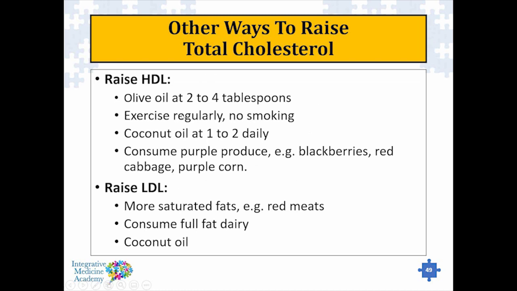We can try and raise our HDLs. Olive oil can be helpful. Regular exercise. Coconut oil, we know, can raise HDLs. Eating purple produce, blackberries, red cabbage, purple corn was a resource I saw for that as well. And then we can try and raise our LDL, with more saturated fats, for example, coconut oil, and full fat dairy. So again, think about other ways if you're trying to manipulate the mathematical equation: HDL, LDL plus triglycerides.